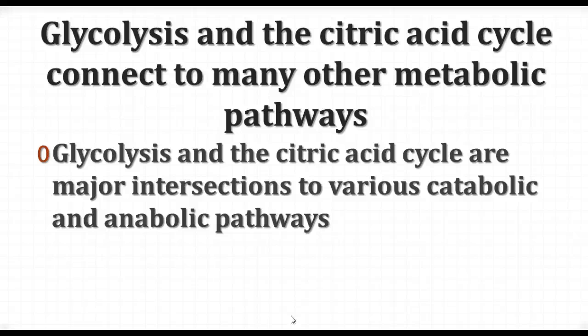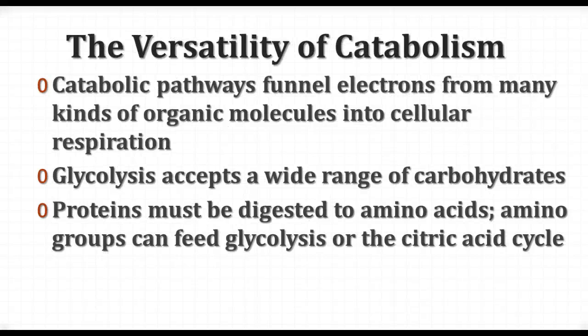There are various kinds of pathways for building molecules and breaking molecules down. The catabolic pathways are going to funnel those electrons in different ways. Glycolysis is going to work with a number of different carbohydrates, not just glucose but also fructose and many other monosaccharides. The proteins have to be broken down, of course, to amino acids, but then the amino groups can also feed into glycolysis or into the citric acid cycle, sometimes as a reactant, sometimes as one of the intermediate products.